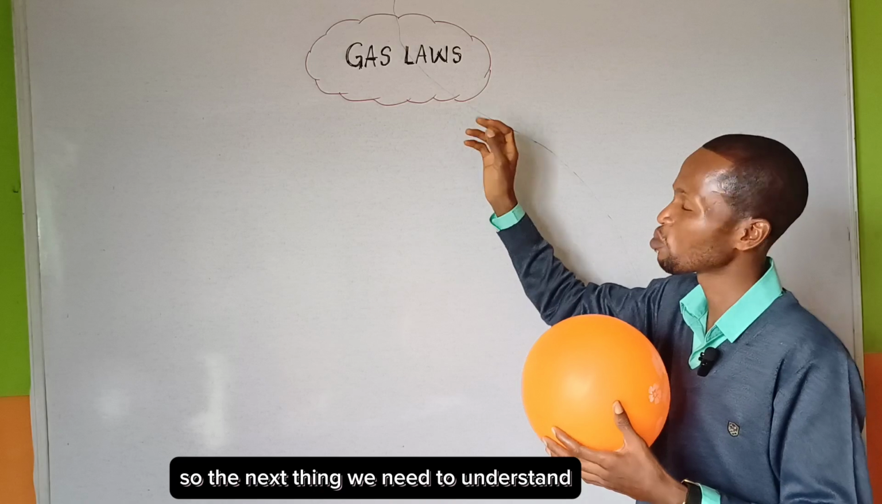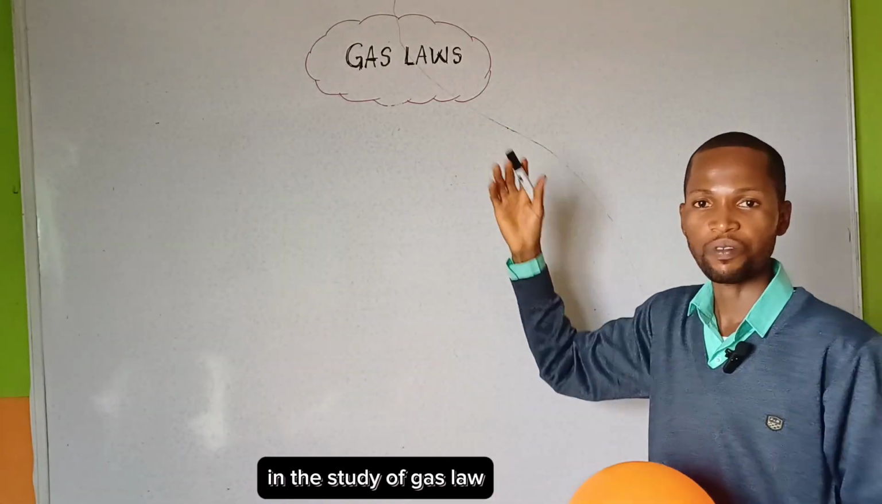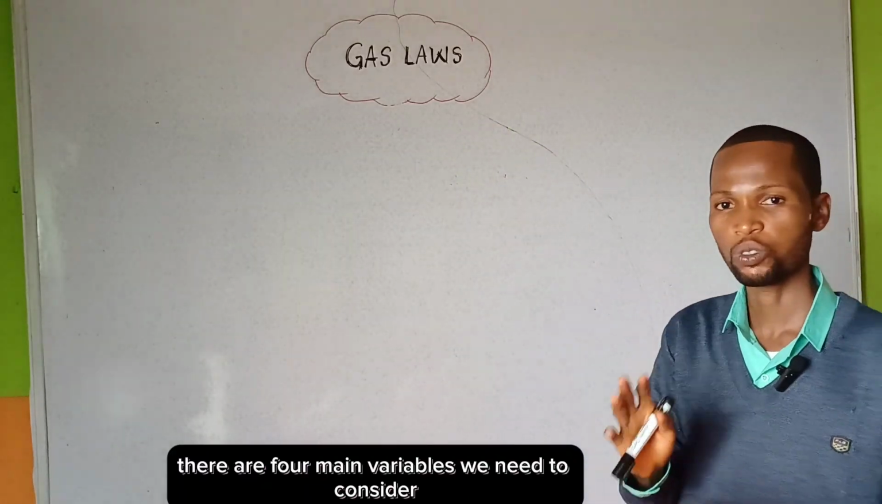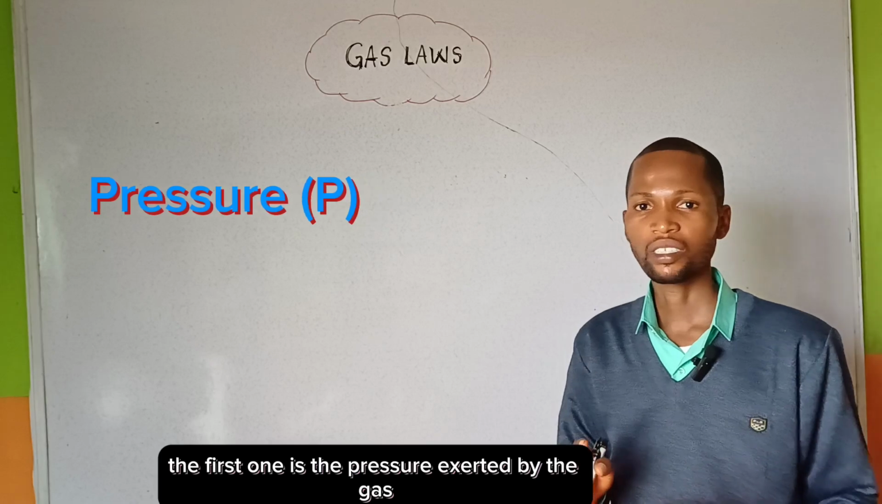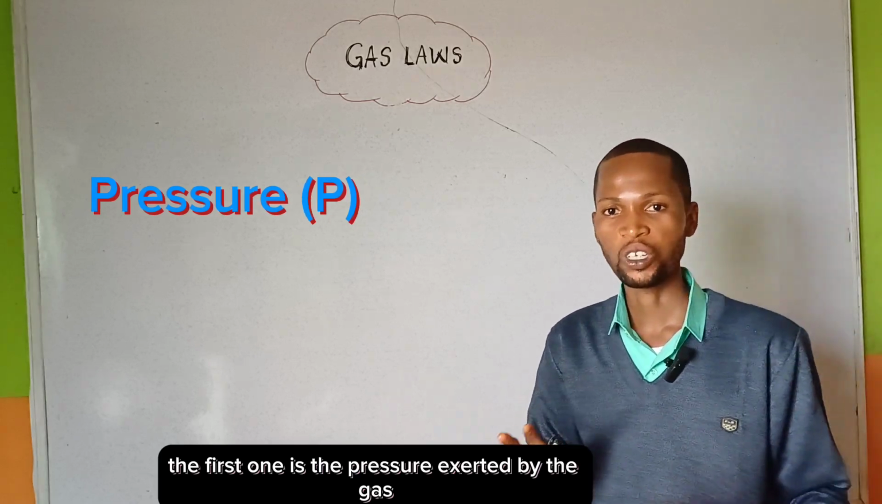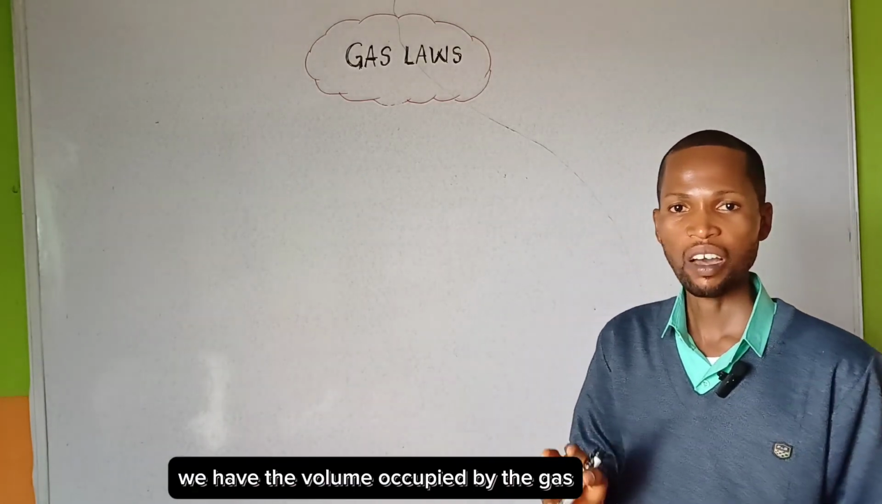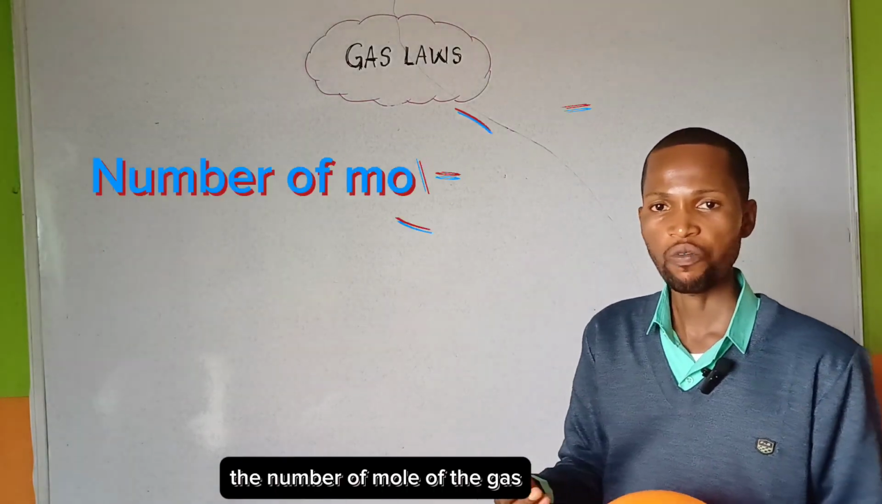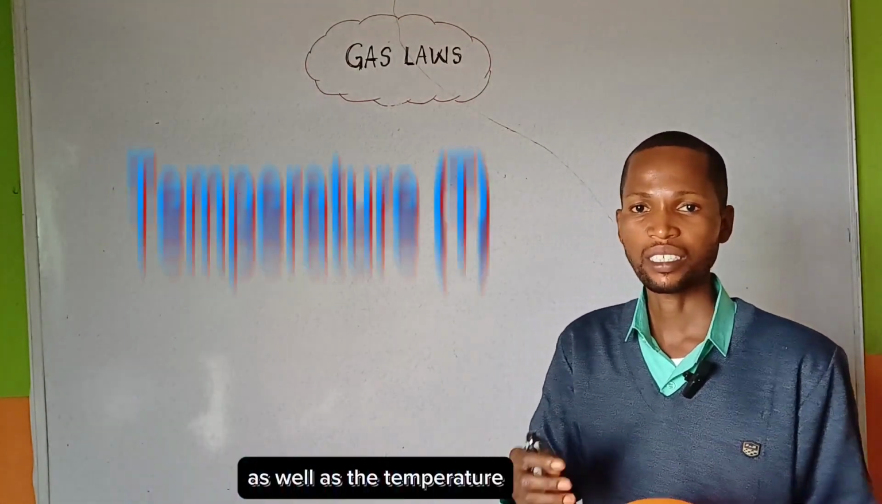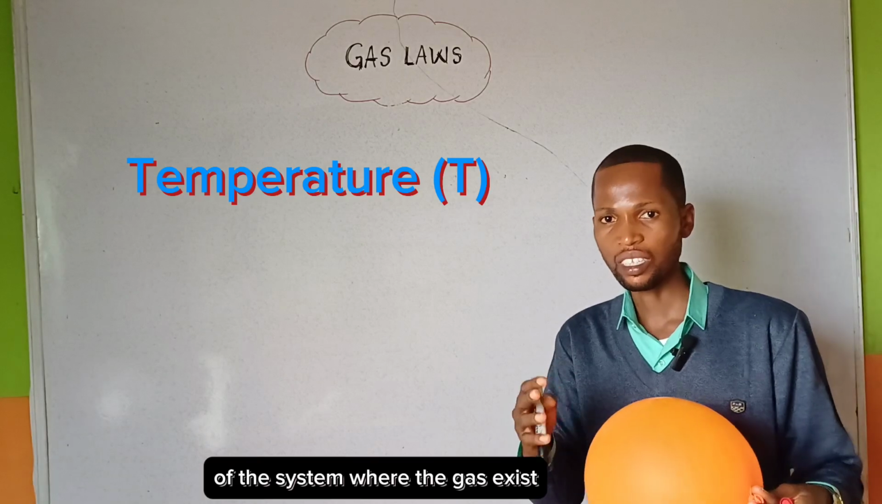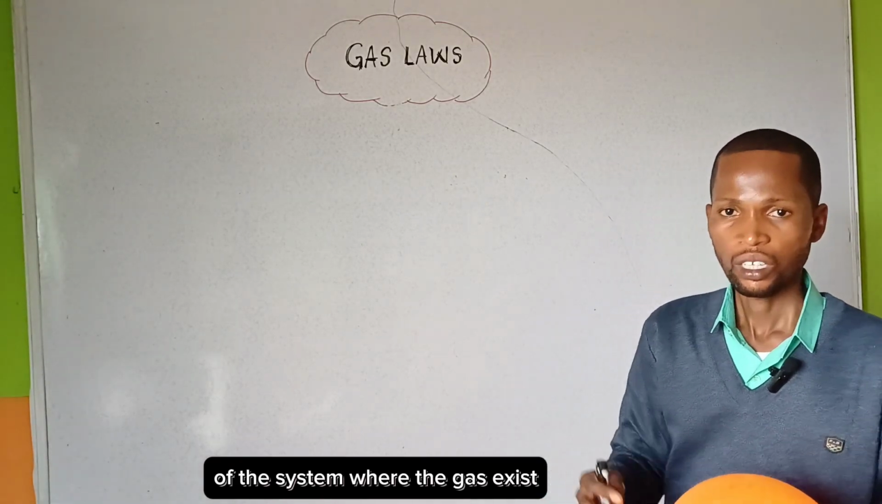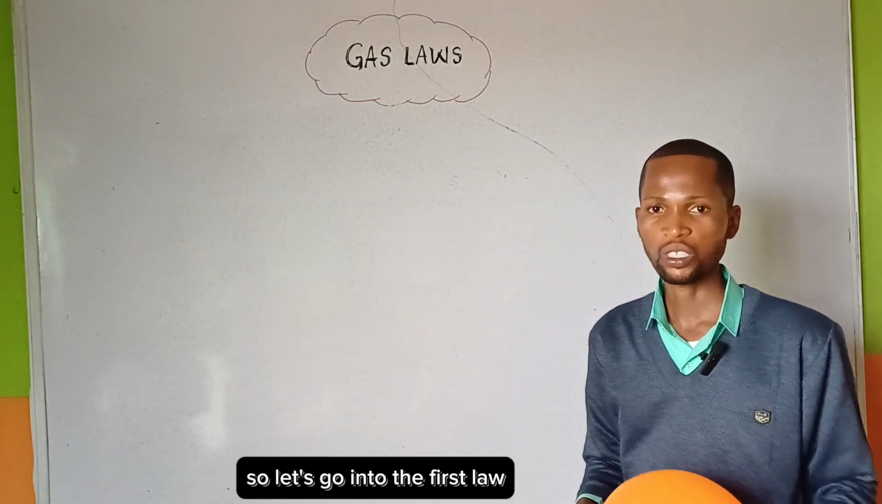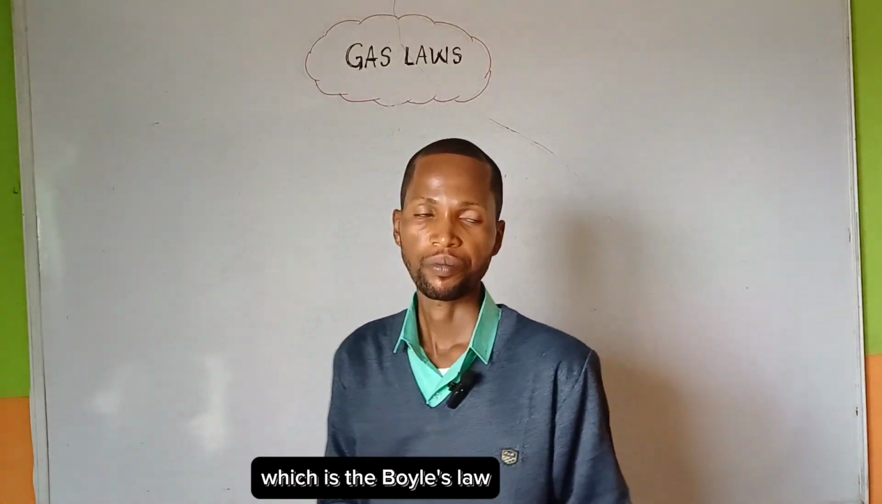The next thing we need to understand is that in the study of gas laws, there are four main variables we need to consider. The first one is the pressure exerted by the gas on the wall of its container. We have the volume occupied by the gas, the number of moles of the gas, as well as the temperature of the system where the gas exists. So let's go into the first law, which is Boyle's law.